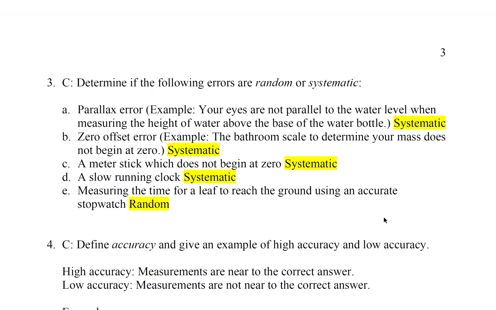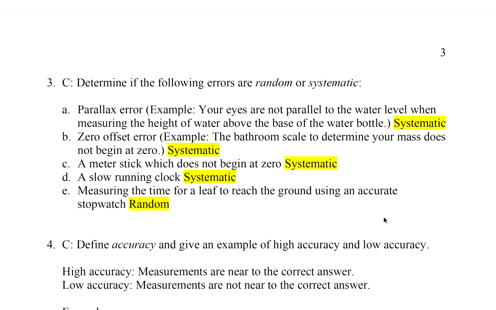Question 3. Determine if the following errors are random or systematic. So 3a, parallax error is systematic. Now parallax error means your eyes are not parallel to the level of a liquid or a ruler when measuring the height of that object. Part B, zero offset error. So this is a systematic error. This is a problem with the instrument. It's like if your bathroom scale doesn't start at 0, you're always going to be off by the same amount.